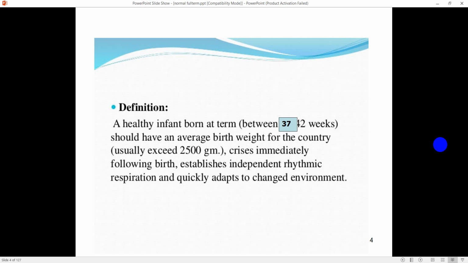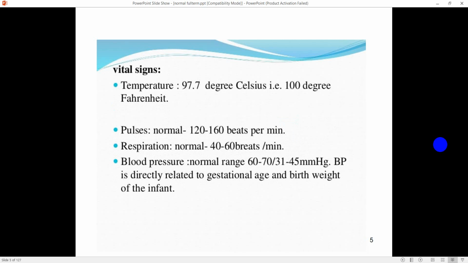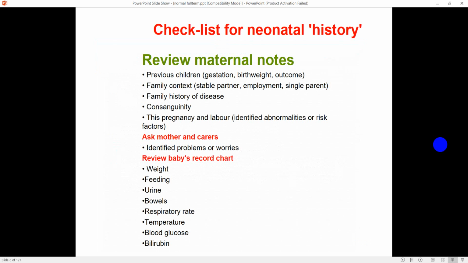He cries immediately, establishes independent respiration, and quickly adapts to changed environment. His body temperature is around 37 degrees centigrade, pulse rate between 120 to 160 beats per minute, and respiration normally 40 to 60 breaths per minute, blood pressure 60 to 70 over 31 to 45 millimeter mercury. These are normal vital signs for full-term newborn baby.